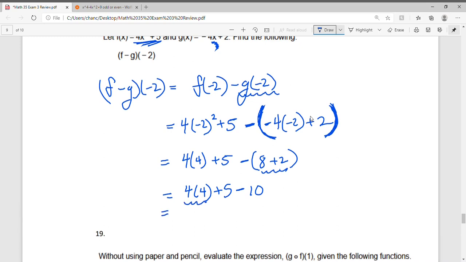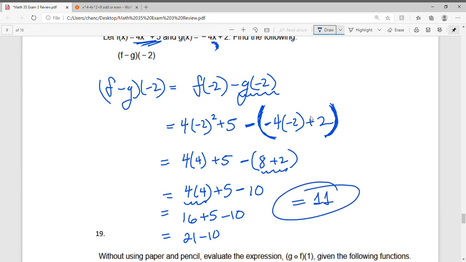Now we can do the multiplication. 4 times 4, that's 16, plus 5 minus 10. And we'll do addition from left to right. This is going to give us 21 minus 10. And that simplifies to 11. So our solution is 11.